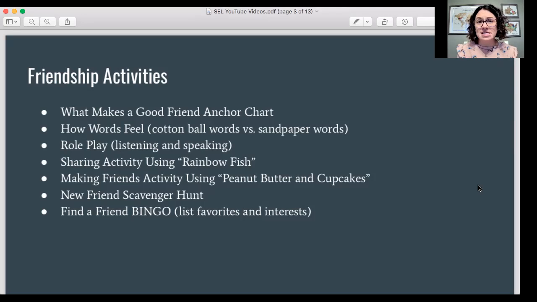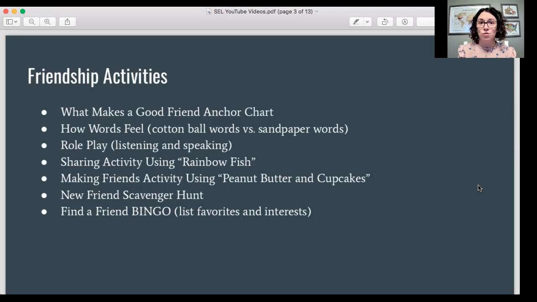How words feel is a great activity that you can find some resources for online. So the idea of using cotton balls and sandpaper to talk about how cotton ball words feel, being the positive, reaffirming words, versus how sandpaper words feel. And those are the more negative, hurtful words that we use in relation to our friends and the people that we love.